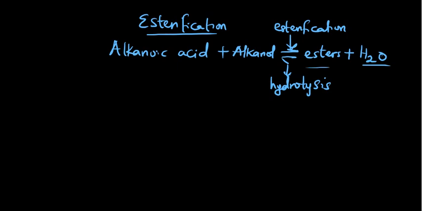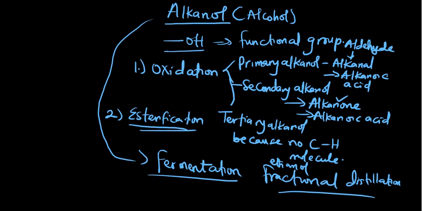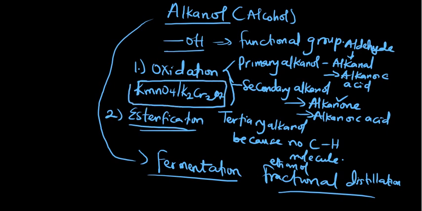So let's continue. Let's go to alkanoic acid. Here we told you about oxidation. What are the oxidizing agents we use? We normally use KMnO4, K2Cr2O7 and the likes. So these are the main oxidizing agents we normally use.